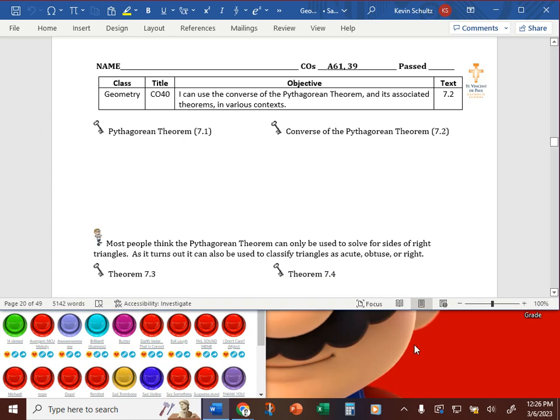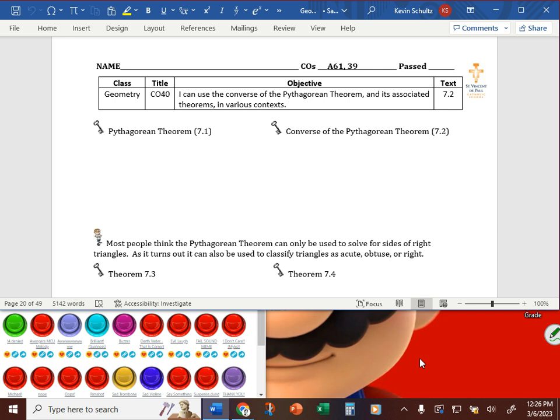We're moving on to, like I said, the only non-power objective of the unit, CO40, is the one you can afford not to pass without needing to retake it. And it's important, right? But it's not as important as the Pythagorean theorem itself or some of the other things that we'll be talking about shortly.